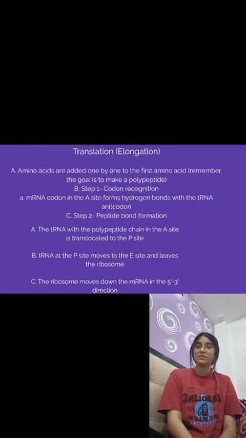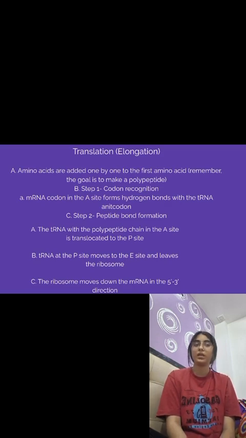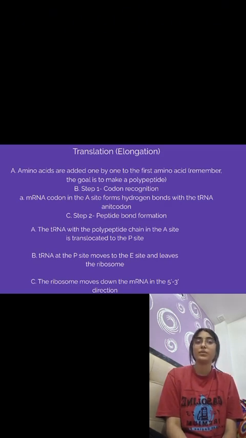Translation elongation. This is the second step. Amino acids are added one by one to the first amino acid. Remember, the goal is to form a polypeptide. Codon recognition: the mRNA codon in the A site forms hydrogen bonds with the tRNA anticodon. Peptide bond formation: the polypeptide chain in the A site is translocated to the P site.